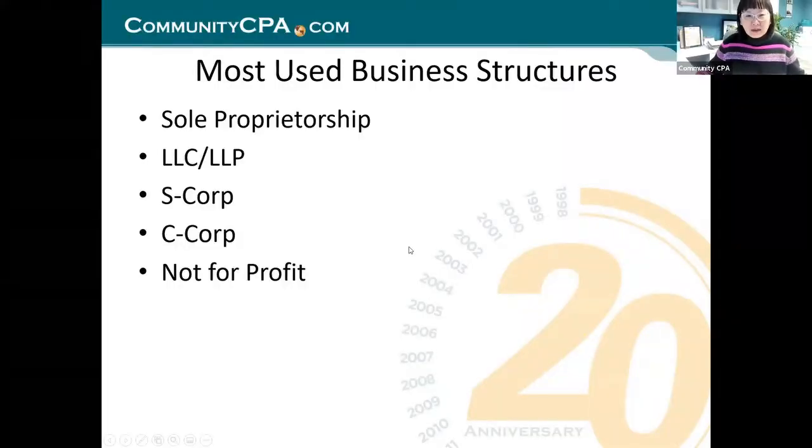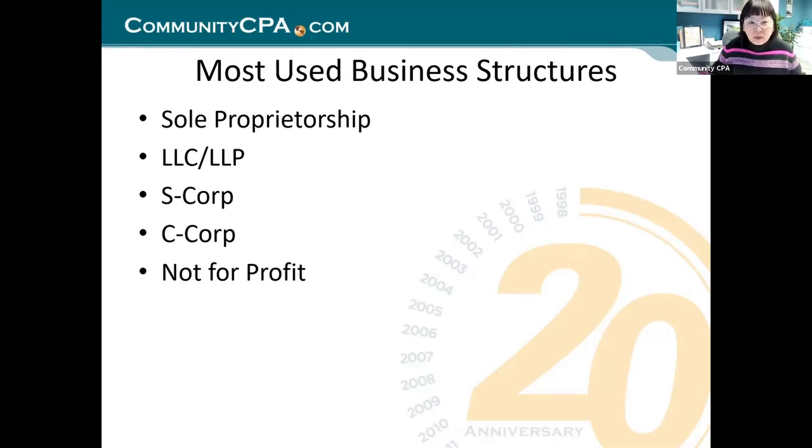Now, let's get going. These are the most used business structures in the United States of America, and these are things that you probably know really well. You know what a sole proprietorship is, and you also know what an LLC, S-corp, C-corp, and not-for-profit organization are. So these are the structures you see all the time. Then you want to know, so what's so secret about these entities? This is the webinar where we will dive in and talk about the differences, and I will showcase how each is different from the others.